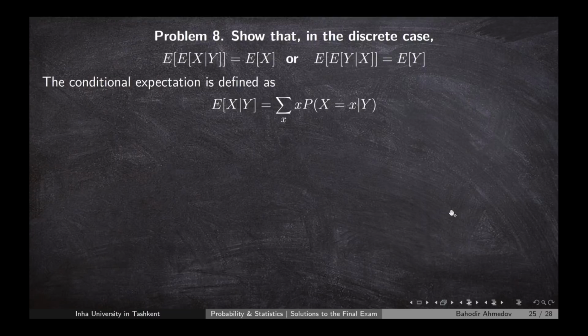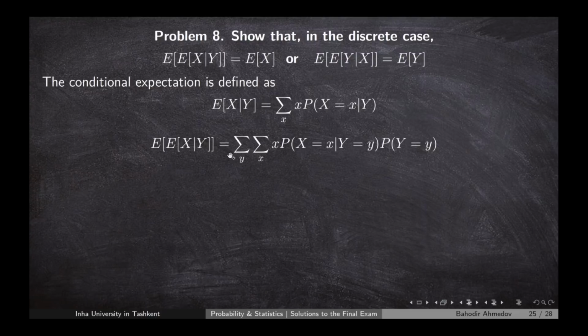Problem number 8 is theoretical, about the conditional expected value. We need to prove one of these equations: the expected value of the conditional expectation of x when y is given is simply the expectation of x. We are going to prove this using this equation. The expected value of x given y is equal to z. Again, we're just going to use the formula for the expectation of a function of a random variable. So this is equal to the sum of xi multiplied by the probability of xi for given y.